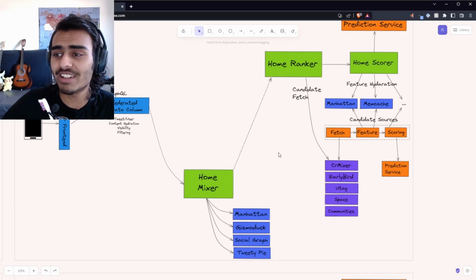Now, when an architecture diagram has so much going on like here, it's usually a lot more helpful to go backwards instead of going forwards.